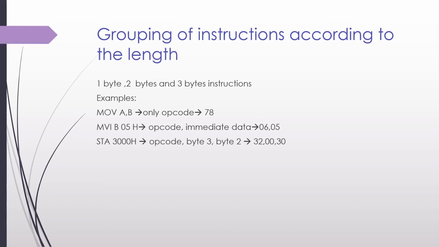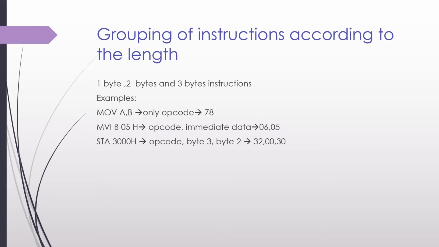If you consider this example, MVI B, move immediate data 05 to B register. So how do you write that? You write it as 0605. So what is 06? The opcode for move immediate B, that is operation code for move immediate B, and 05 is the immediate data. So when you see here, this is 1 byte, this is second byte. So this full 2 bytes gives the meaning that move this data 05 to register B. Yes, so these type of instructions are 2 byte instructions.